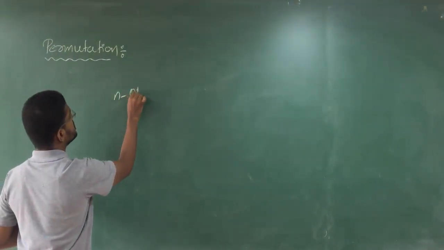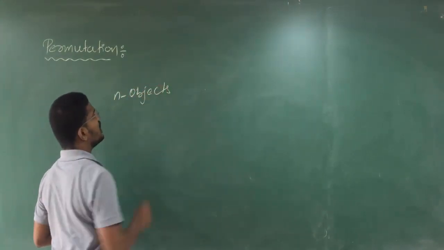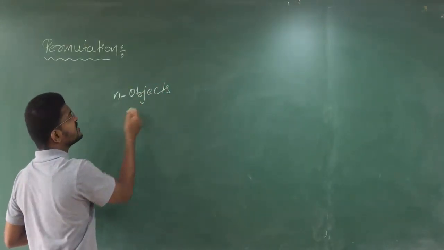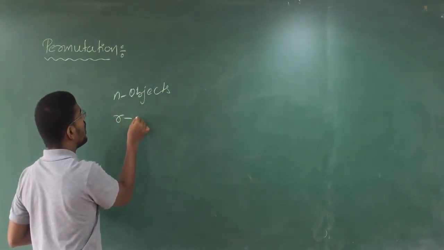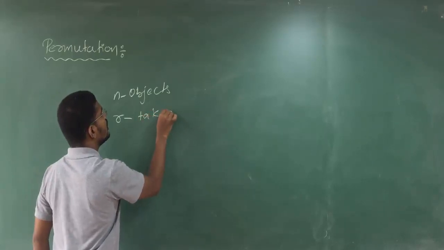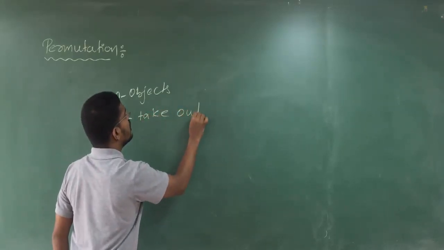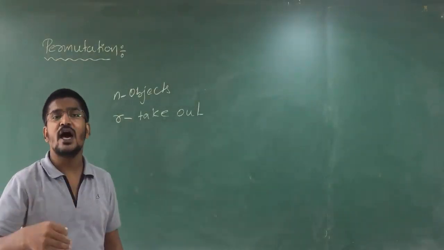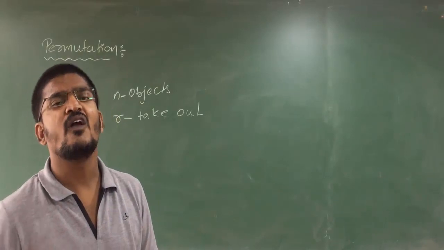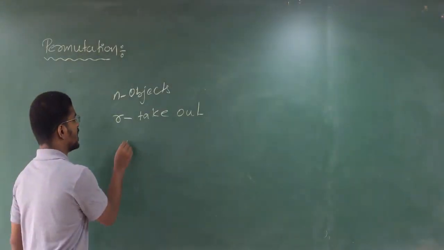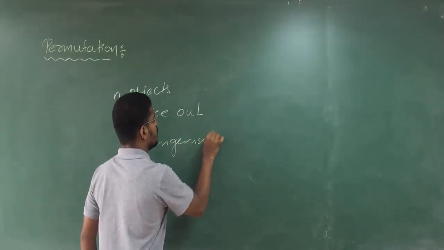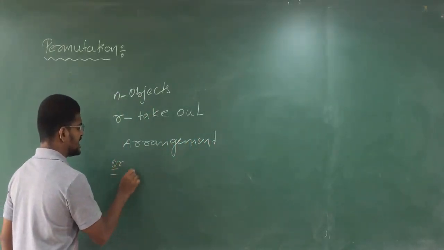That means I will give you n objects, and you should take these n objects and take out R number of objects and arrange them in order. Clear? That means arrangement, or you can say selection.